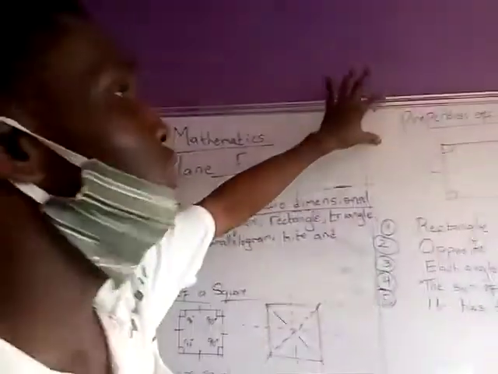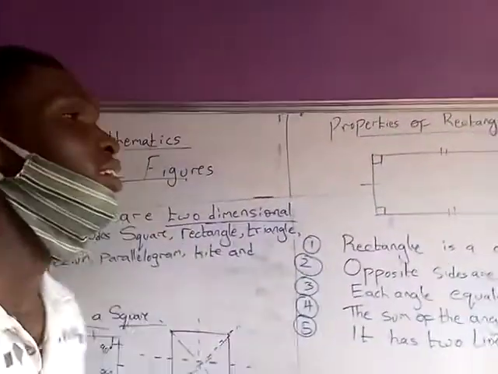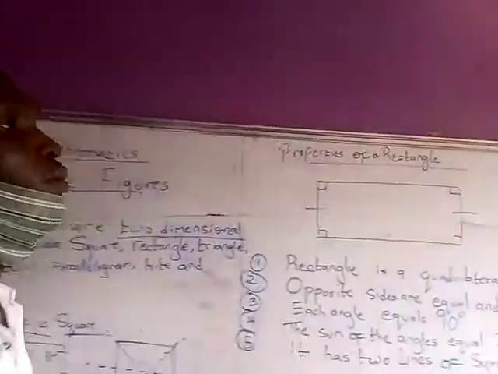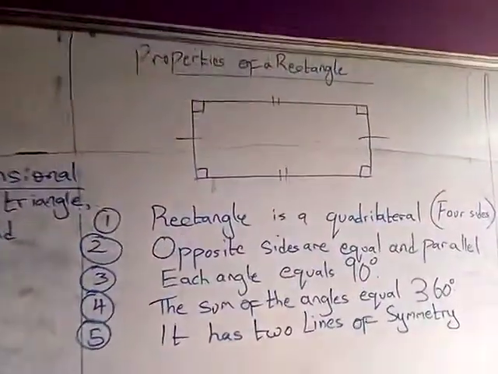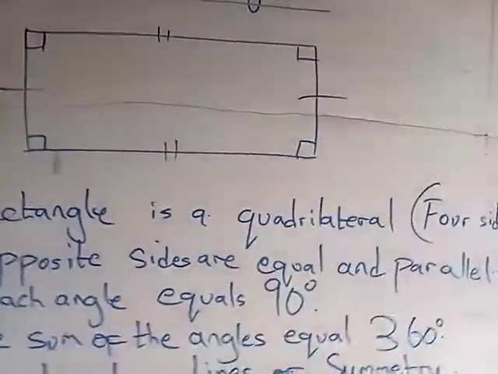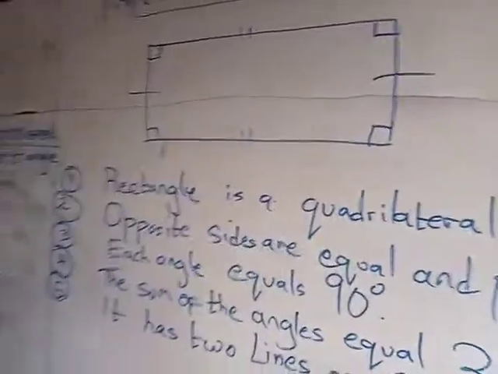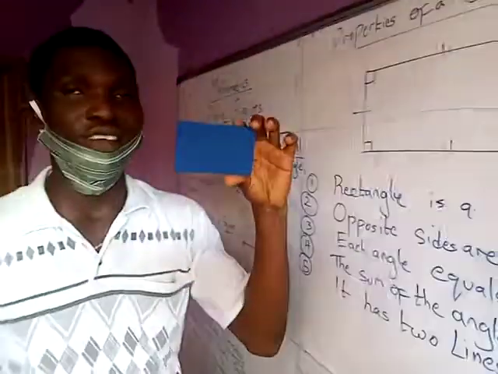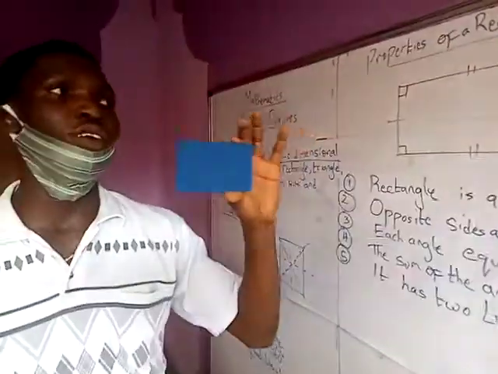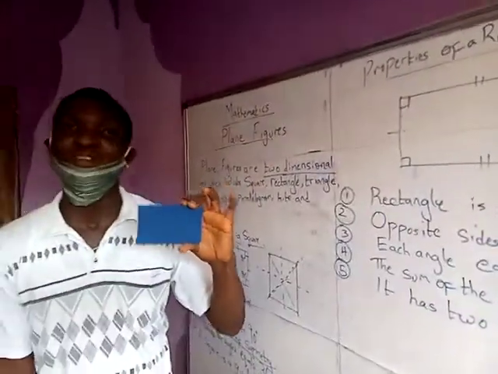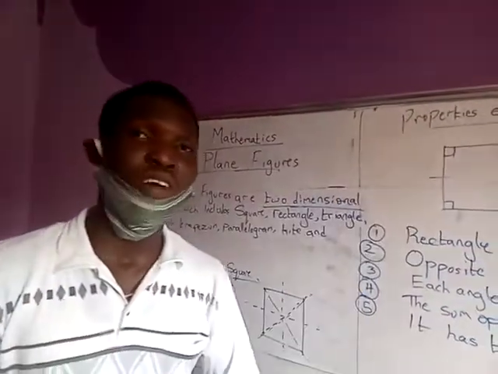The properties of a rectangle. Now this is how a rectangle looks. You can see this is the real shape of a rectangle. Now how do we identify a rectangle when we see it? We identify a rectangle with the use of the properties of a rectangle.